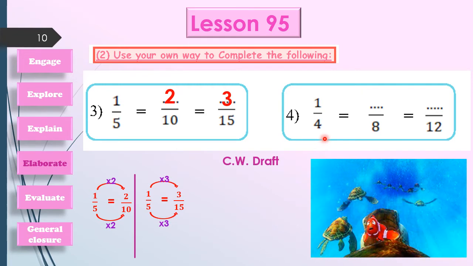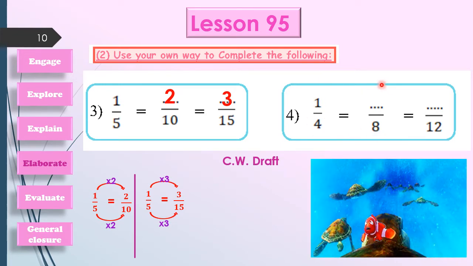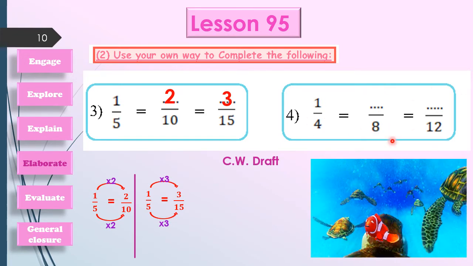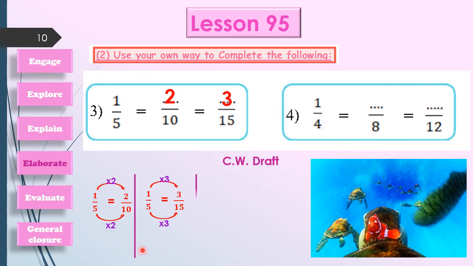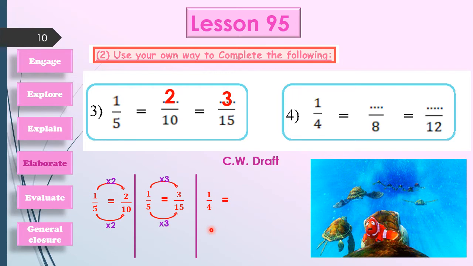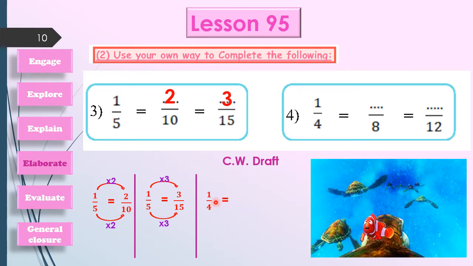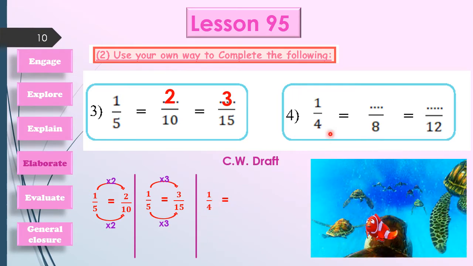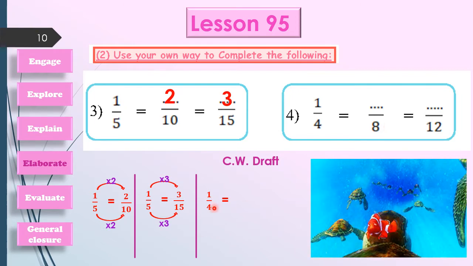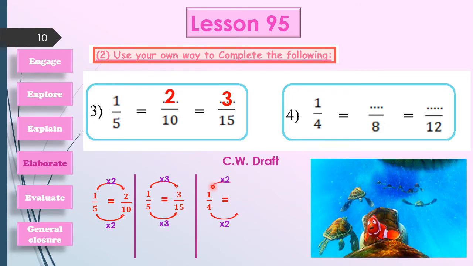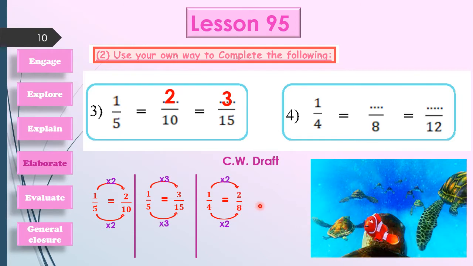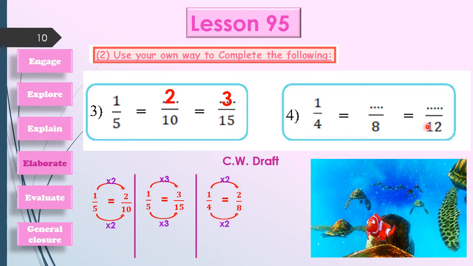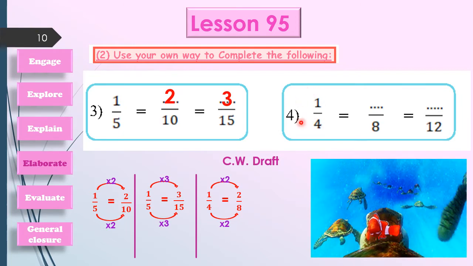Let's go to number 4. Here we have one fourth equals how many eighths and how many twelfths? Search 4 by what equals 8? Let's go to our draft and write down our original fraction, which is one fourth. One fourth equals, 4 by what equals 8? Equals 2. Then by 2 down and by 2 up. Then 1 by 2 equals 2 eighths.